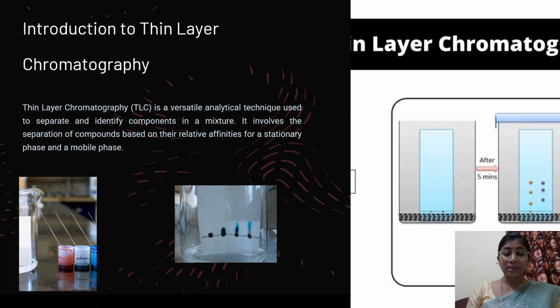So, what is meant by thin layer chromatography? Thin layer chromatography, also called TLC, is a versatile analytical technique used to separate and identify components in a mixture. It involves the separation of compounds based on their relative affinities for a stationary phase and a mobile phase.